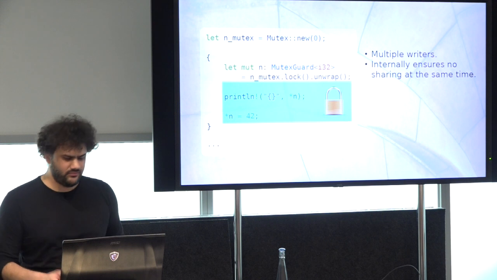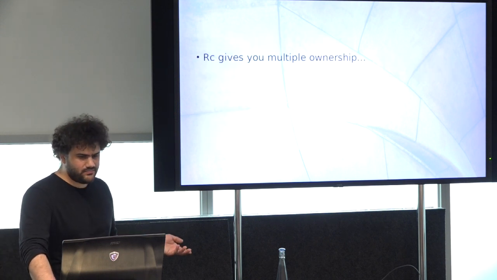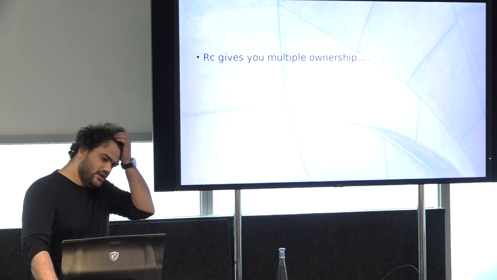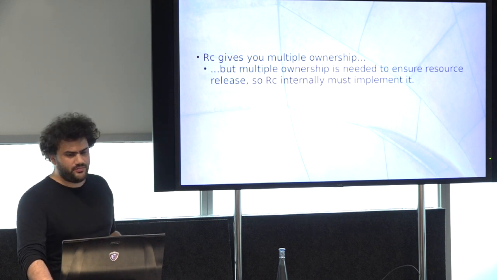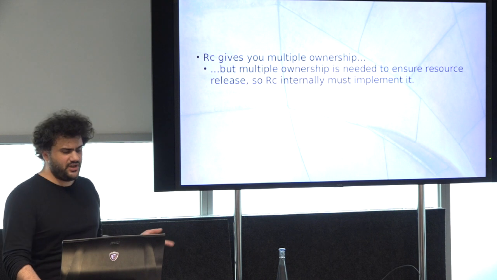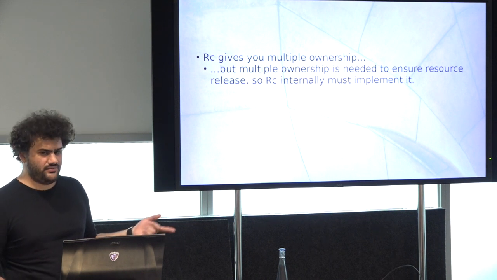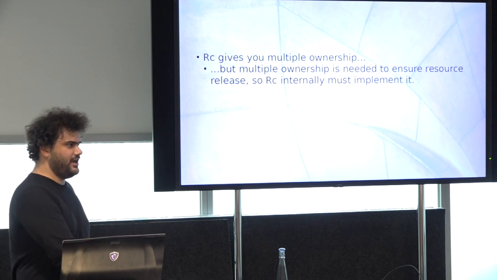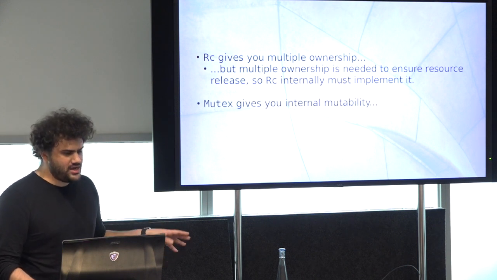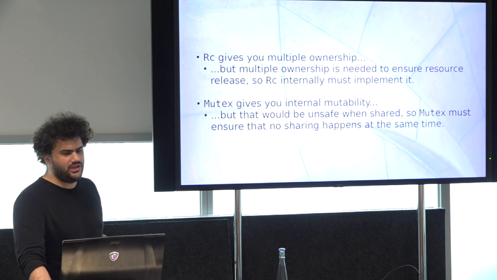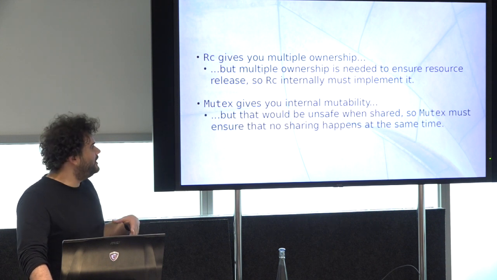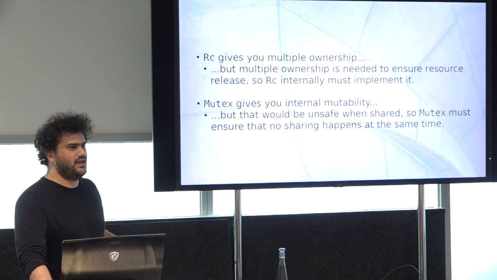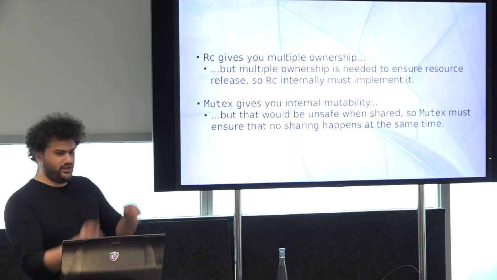So this is kind of similar to RC. RC gives you multiple ownership, but since ownership is the thing that Rust uses to release resources, the RC must take care of that. In the same way, the Mutex gives you internal mutability, but it has to make sure that it does so in a safe way so that no one can write while you read.